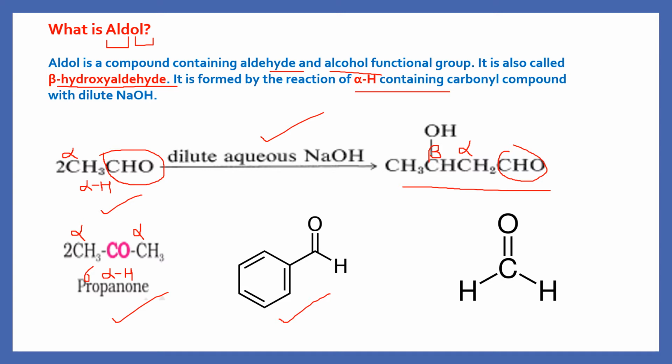This is benzaldehyde. Here the CHO is attached to this carbon of benzene. Now there is no hydrogen on this carbon of benzene, so this will not show the aldol condensation reaction. It cannot make aldol. In the same way, you have methanal here. There is only one carbon and that is of the functional group. There is no alpha carbon, so there cannot be any alpha hydrogen either. This will also not show the aldol reaction.